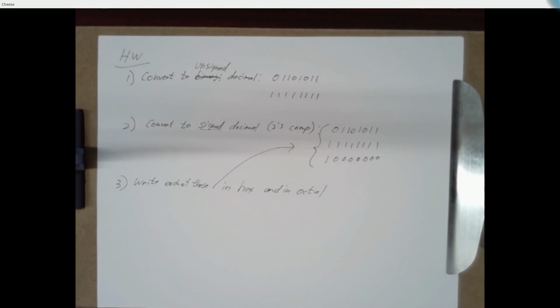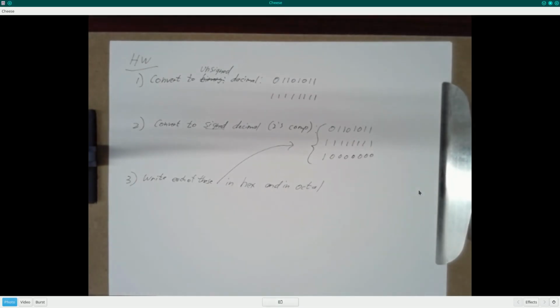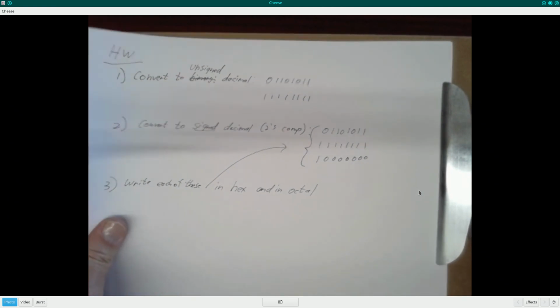Does that make sense? Do a snapshot of that just because. All right, so work on those and we can talk about them on Thursday.